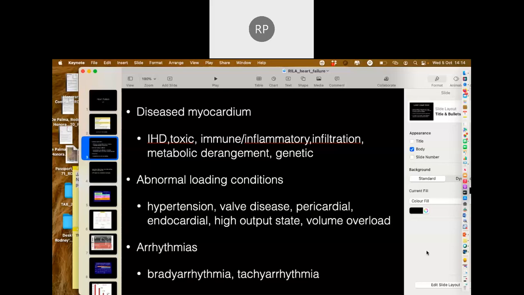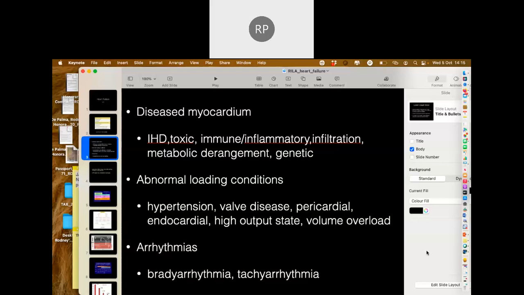Following diseased myocardium, the next commonest category are abnormal loading conditions. This is where the heart muscle itself starts out as being essentially normal, but it can't cope with the loading conditions placed on it for various reasons and then starts to fail. Commonest cause of that being hypertension, particularly long-standing hypertension or severe hypertension that's untreated. Then you have severe or significant, that could be moderate valve disease that is present in more than one valve on the left side. We'll come on to that in a minute.